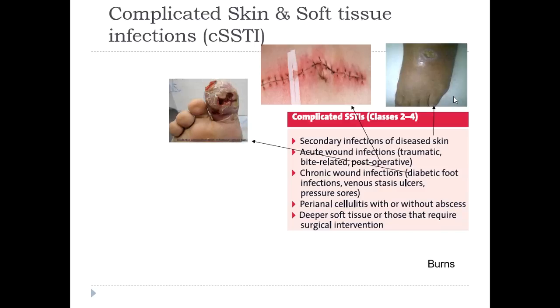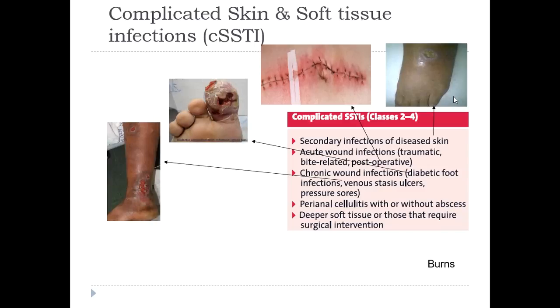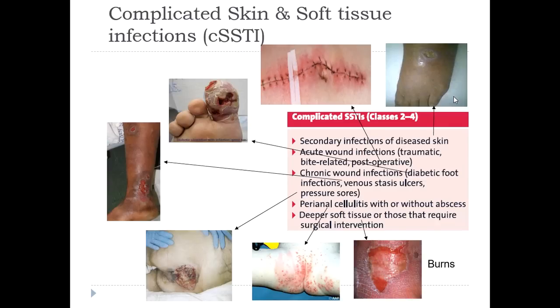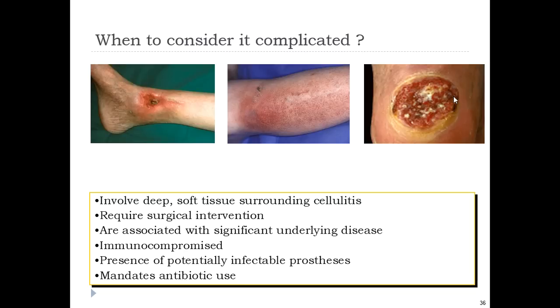There can be diabetic foot infections, venous stasis ulcers, as I showed you in the example. There can be ulcer and infection here. There can be pressure sores. There can be perianal cellulitis, very important to identify early because it can lead to necrotizing perineal infections or gangrene, Fournier's gangrene. Then you can have deeper soft tissue infections, for example, a burn patient having an infection, or streptococcal or staphylococcal infections.